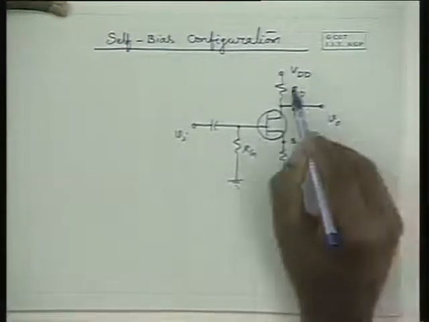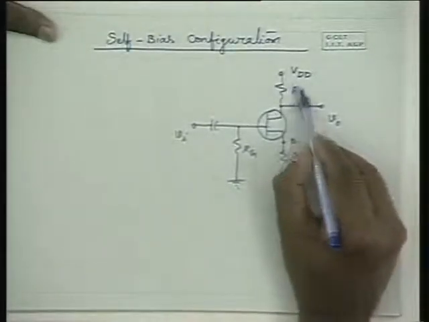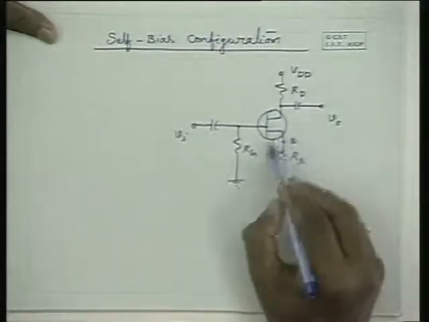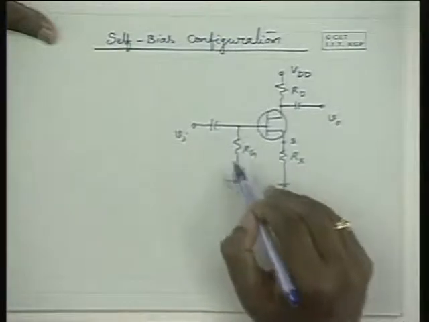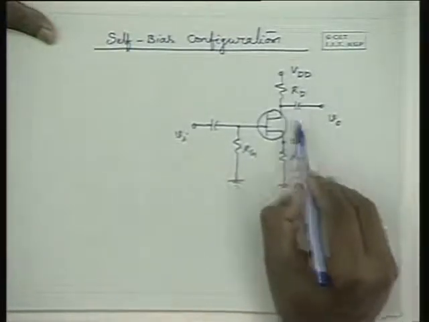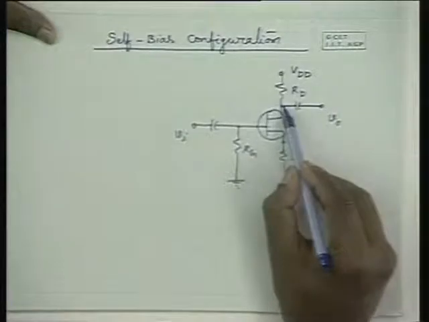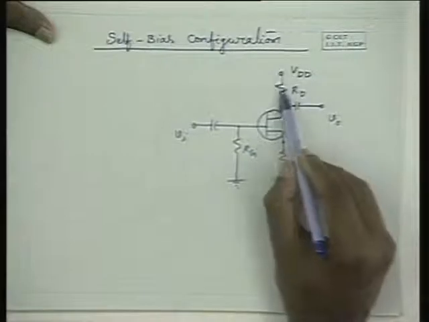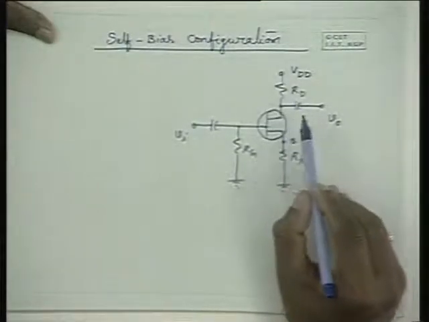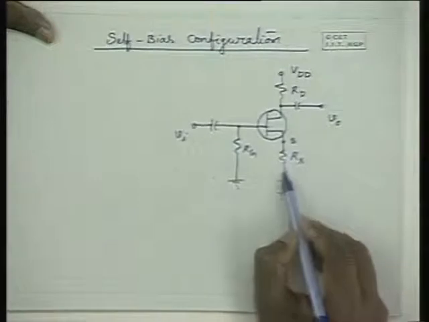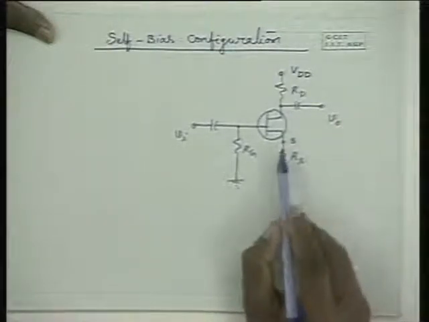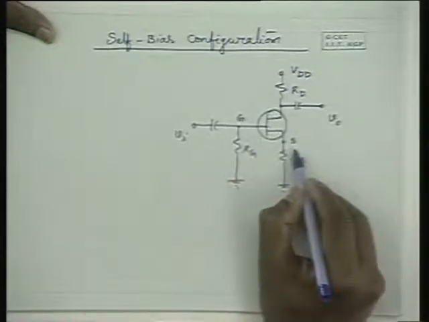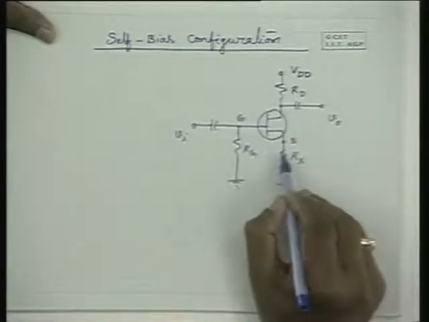I repeat, this RD is provided for obtaining an amplified signal. After all, the output current is controlled by the input voltage, a small input voltage, and now when the output current is passed through a resistance, you will get an amplified output. So for that purpose, this RD is provided, and this RS is provided to give you some required negative gate to source potential.